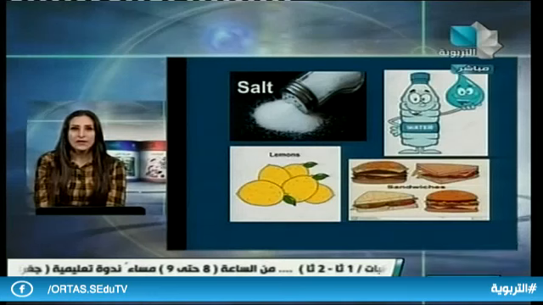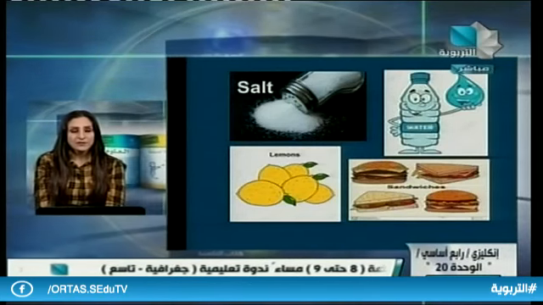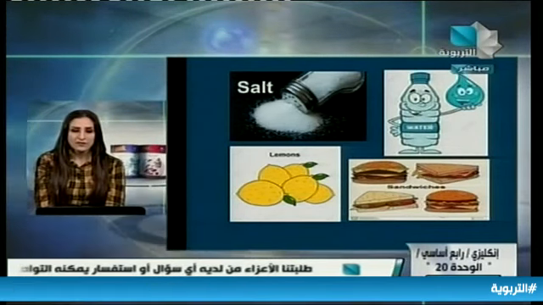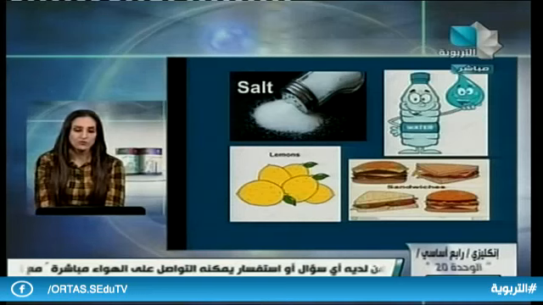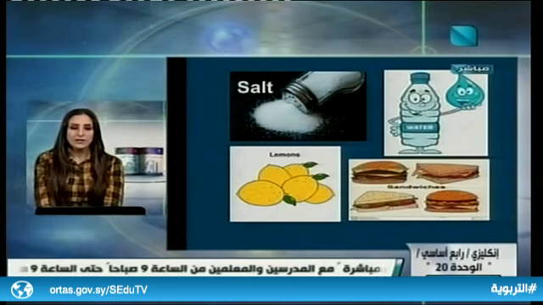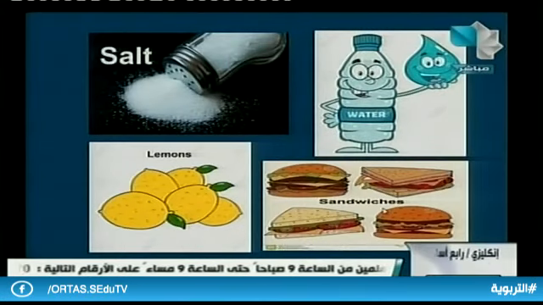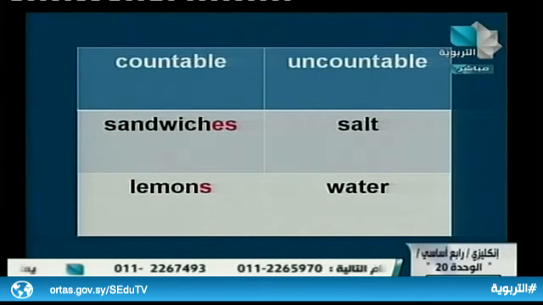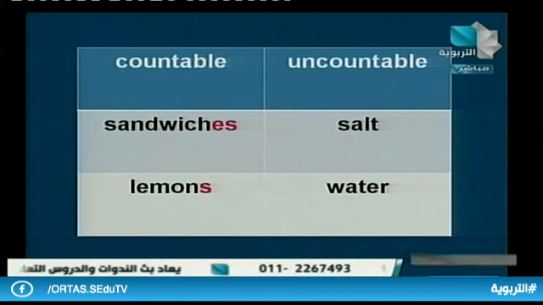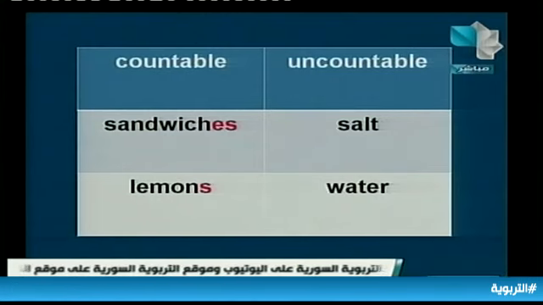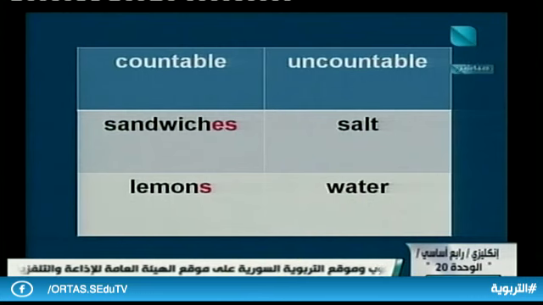We add s at the end of the word to make them plural. Uncountable nouns, we can't count them. We cannot put numbers before them, and they have only singular forms. For example, water, we cannot make it plural. Salt, we cannot count the salt. It's singular. Okay, as you see, countable nouns, for example, sandwiches, end with the letter S. Lemons, also, end with the letter S. Uncountable, salt, water, we cannot count them.